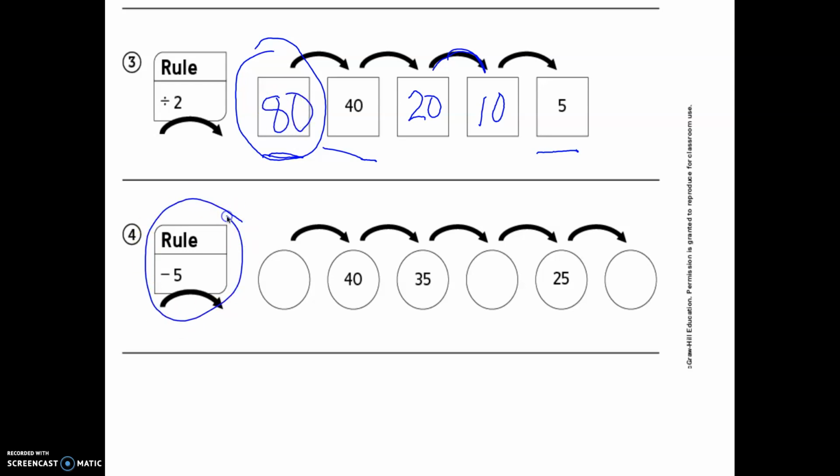Now my rule is minus 5. Well, 40 minus 5 is 35. 35 minus 5 is 30. 30 minus 5 is 25. 25 minus 5 is 20. But I have to go back and finish the one that is at the beginning of the row. That number has to be larger than 40. So instead of doing minus 5, I have to add 5. So that's going to be 45.